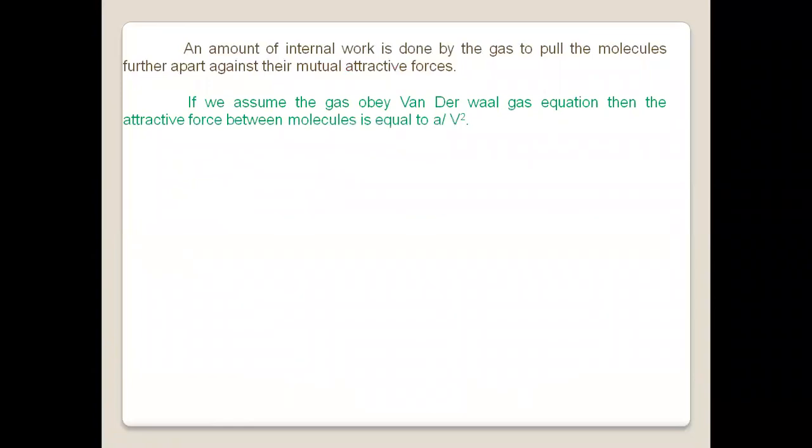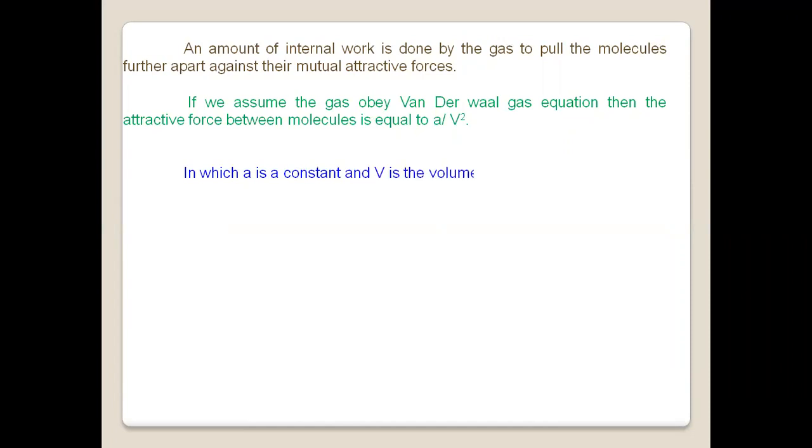We assume that for real gases, according to the van der Waals gas equation, that is (P plus A by V square) into (V minus B) is equal to RT. In the pressure term, there is P plus A by V square. A by V square shows the internal work done per unit area, that is the excess pressure. Due to this excess pressure, this attractive force, some internal work is also done. How much is done?